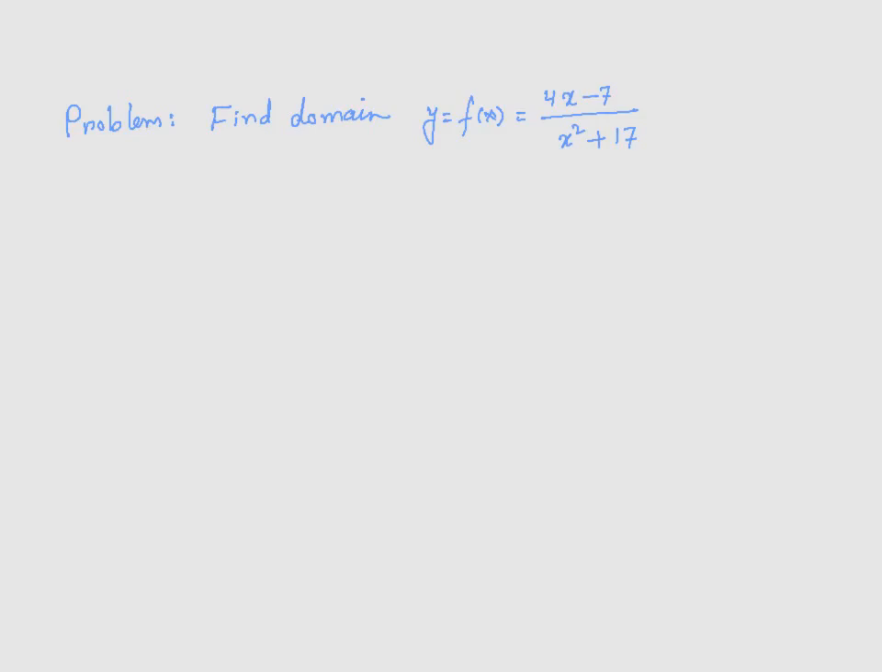In this video, I am going to find the domain of this function. Note that this function involves division. That means we are dividing by x squared plus 17. So we need to look at the denominator and make sure that no value of x yields 0 in the denominator. And if it does, then we get rid of those values. Those values are not going to be part of this function.